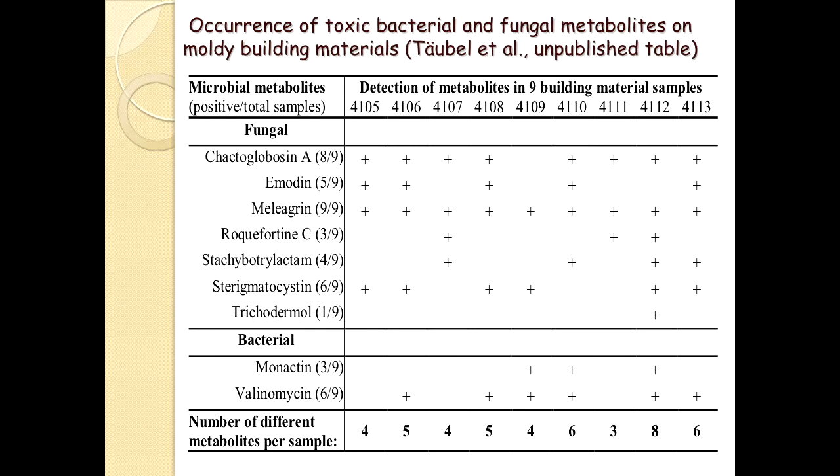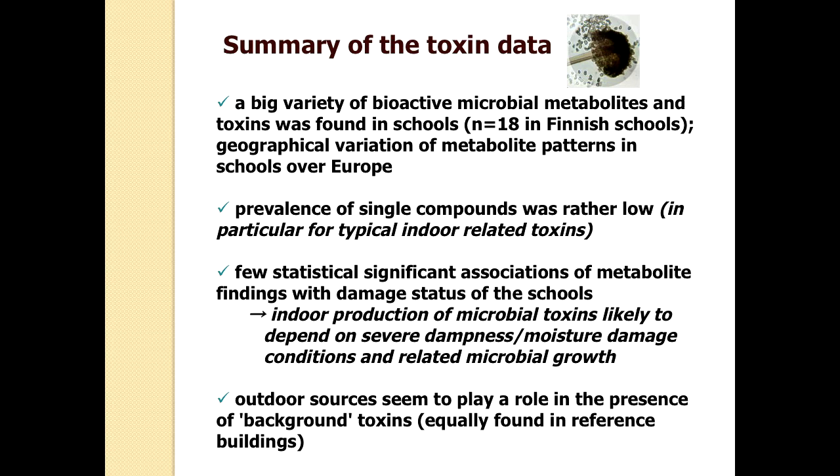And this just, I'm not going to read you this in entirety, but you can see the different toxins in the fungal column, some of the bacterial, and in the 9 buildings that were being investigated, how often they were positive. And it's a co-occurrence of these toxins. So the summary of those data are that a big variety of bioactive molecules or metabolites and toxins were found in 18 Finnish schools and then others in Spain and the Netherlands. That the prevalence of any single compound was relatively low. However, there were statistically significant associations with the metabolite findings and the degree of damage in the schools.